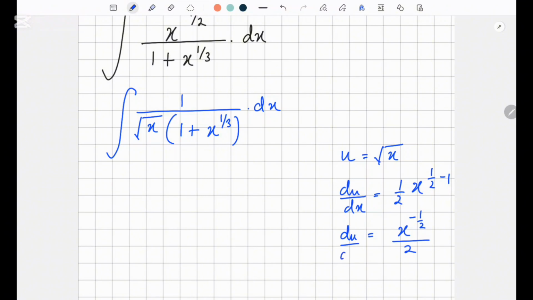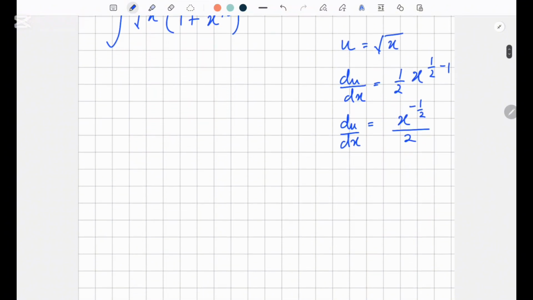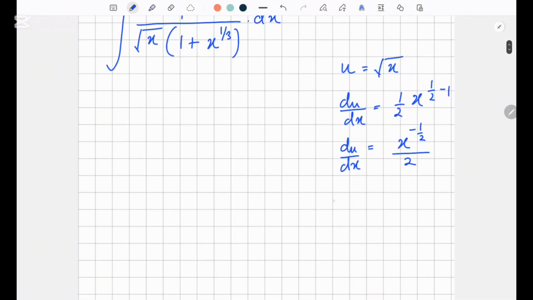Du over dx. So we should make dx the subject now. So it's 2 root x du equals dx. I hope you all understood that. Because when I take this onto the other side, I divide both sides by x to the power minus half, right? So we're going to have x to the power minus half in the denominator. So what I did was just take it to the numerator since it's minus half. I hope you all understood that.